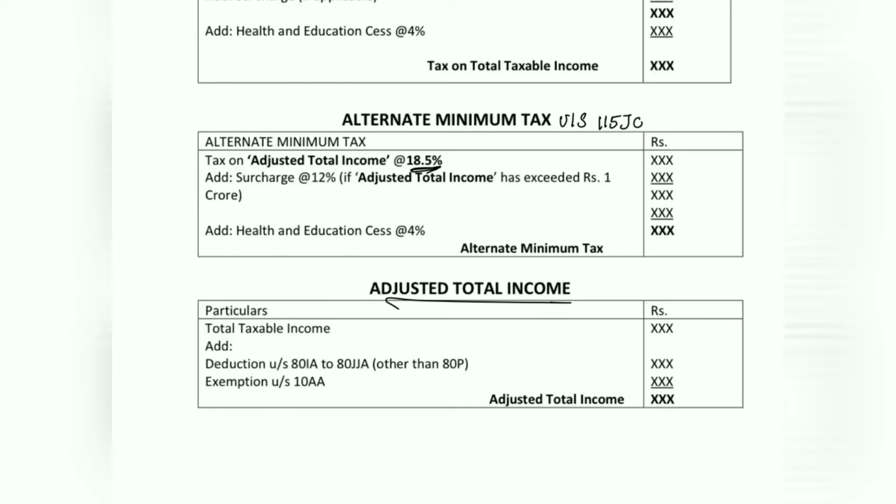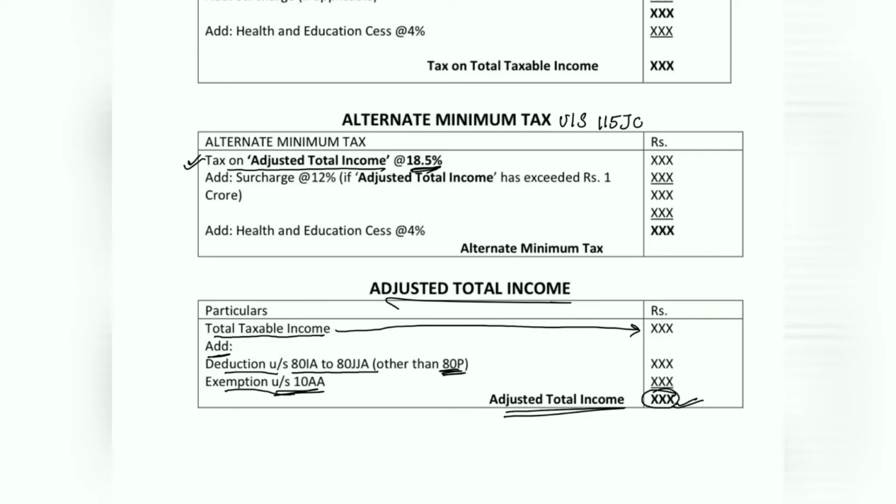So we have to calculate alternate minimum tax by considering tax on adjusted total income. How do we get this adjusted total income? Adjusted total income is nothing but the total taxable income which we have calculated as per IT rules. We will add all the deductions under section 80IA to 80JJA other than the 80P deduction. Also we will add exemption, if there is any, under section 10AA. The total which we get is our adjusted total income.